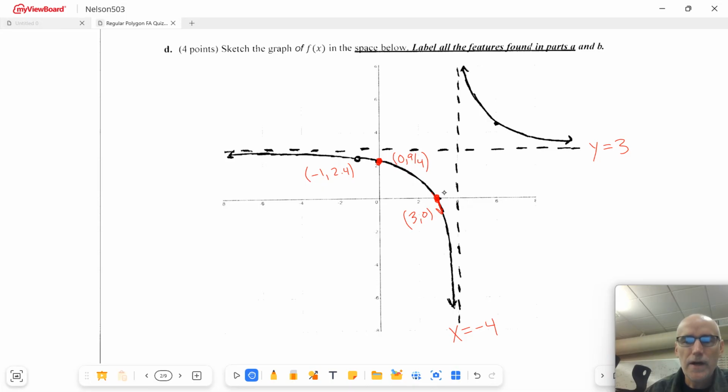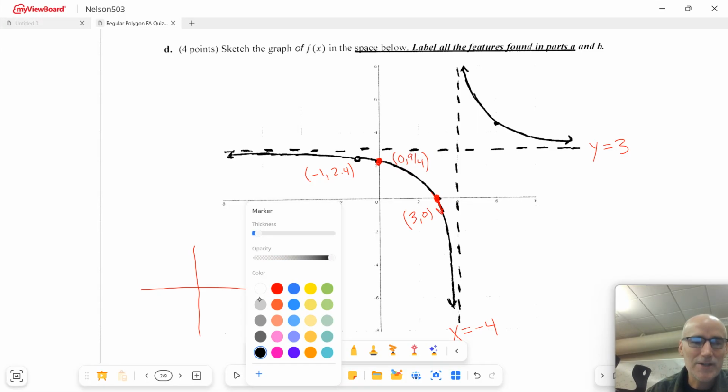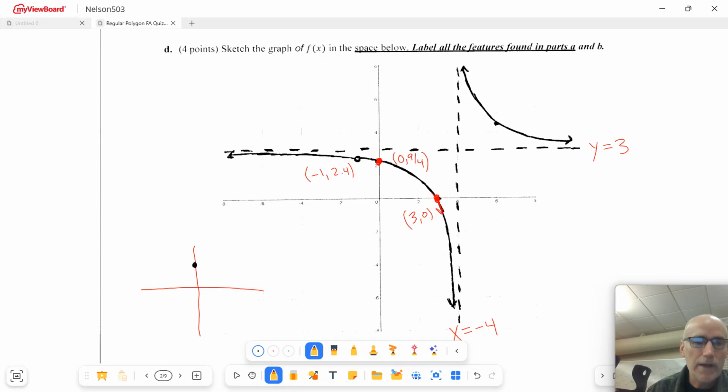And you might say, well, how do you know it's going to do this? Well, let's pretend like you're going at it clean here. You're not looking at the key like I am. You might say, well, that's kind of cheating, Nelson. You're looking at the key. And you put down your y-intercept at 9/4, right? Okay, so that's 9/4 right there. And then you put your x-intercept at 3 over here. And you also know you have a hole over here at -1, 2.4, -1, 2.4.